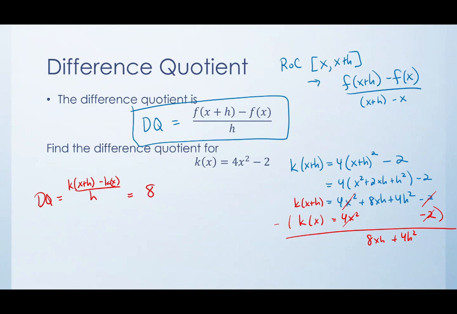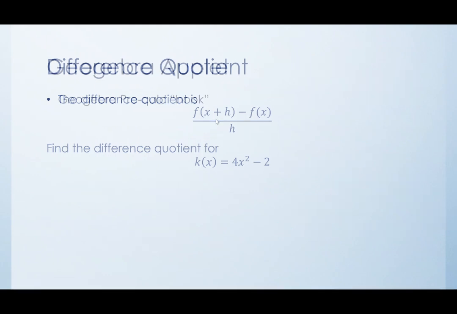So we've got 8xh plus 4h squared all over h, which will simplify. 8xh over h, h is canceled, we get 8x. And 4h squared over h, we're going to get 4h. There we go. There's our difference quotient for this problem.